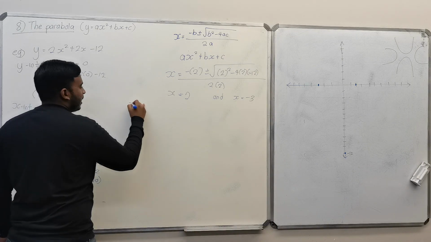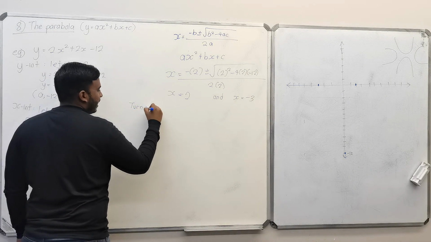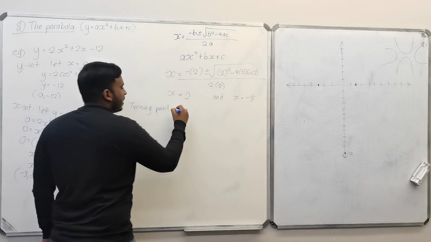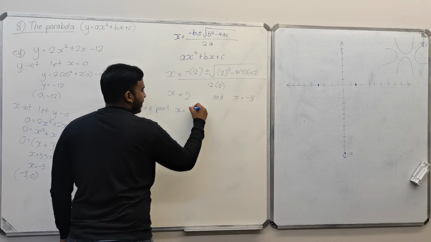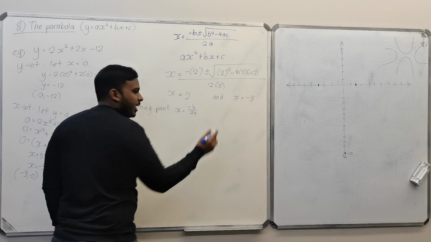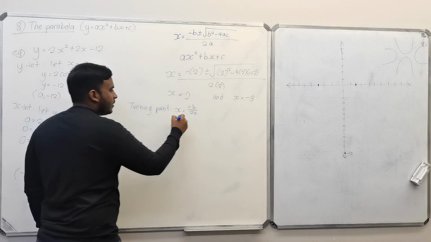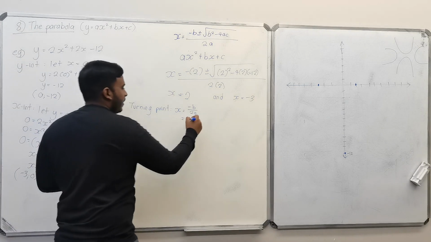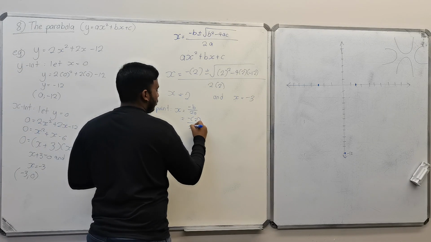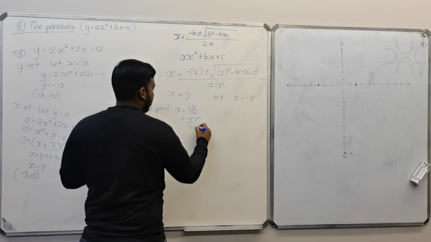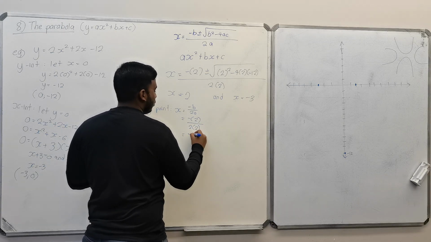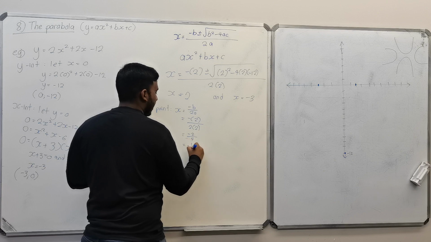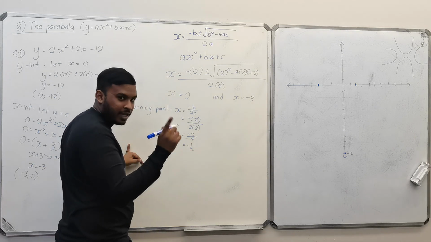So, for the turning point, it's very simple, right? It's not difficult. Turning point, the x value will be equal to minus b all over 2a. Okay? This will be minus, your b value is 2, so it's minus 2 over 2 times 2, which is minus 2 over 4, which is minus half. That's the x value for the turning point.